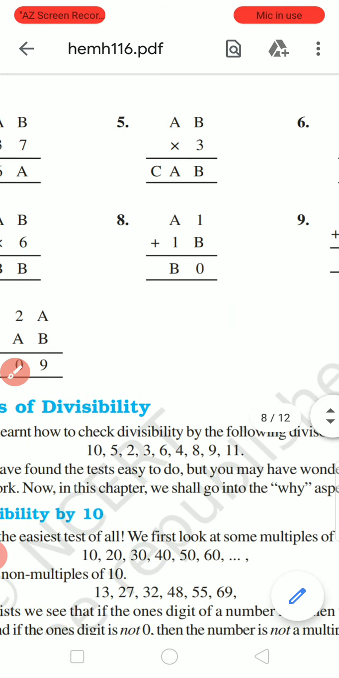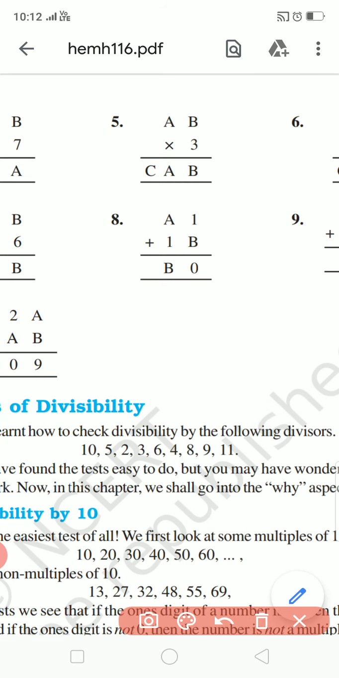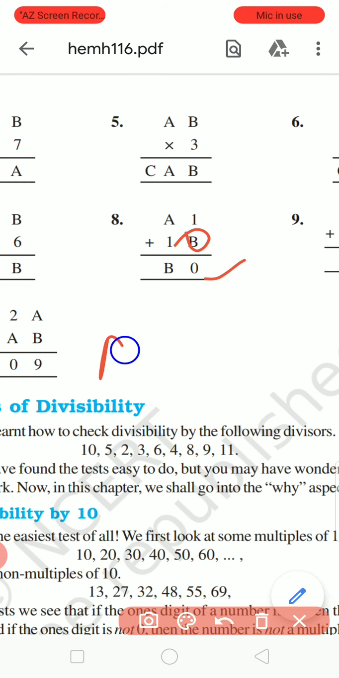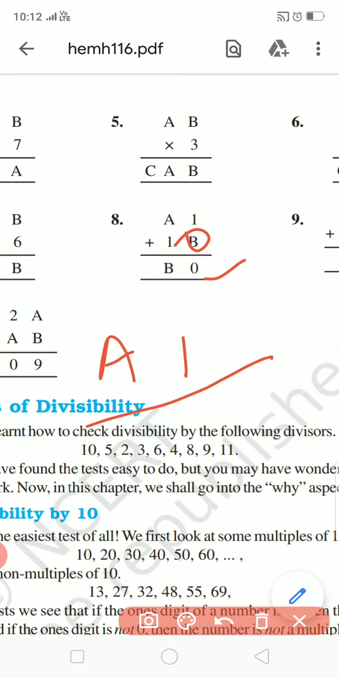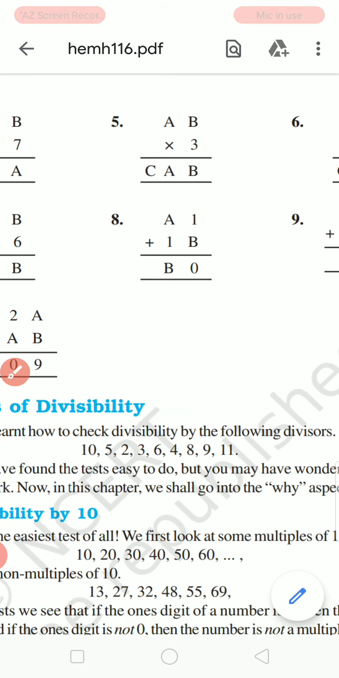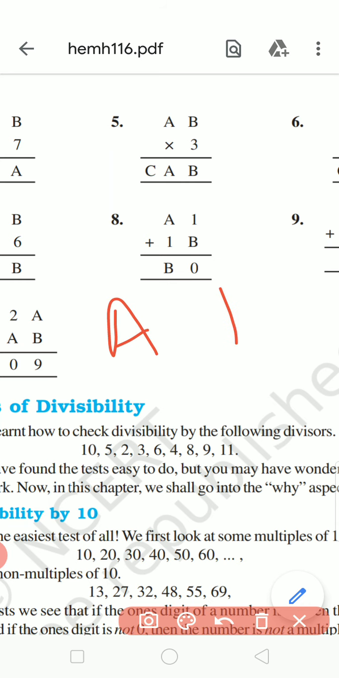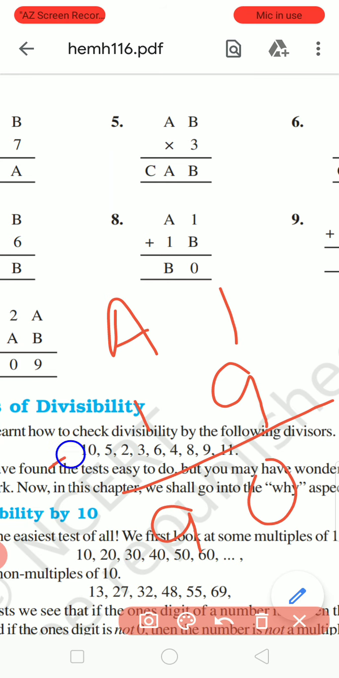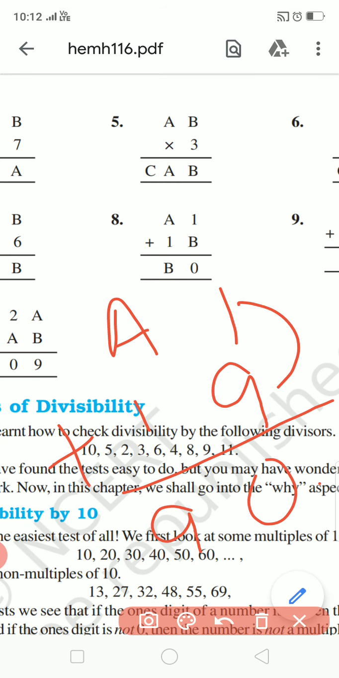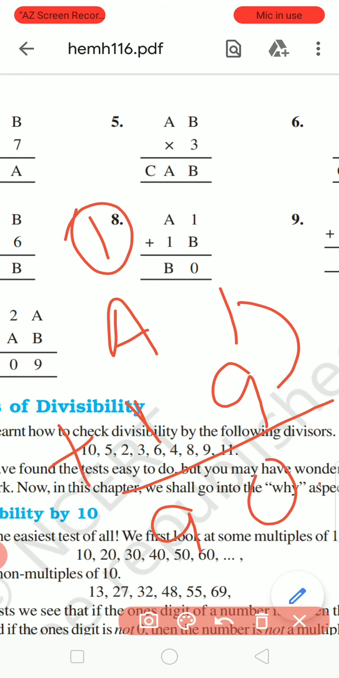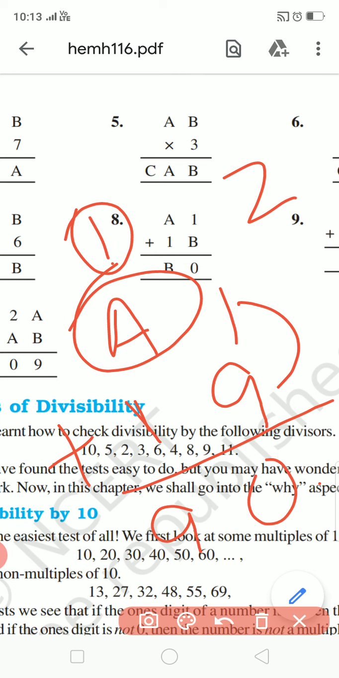So next question, you can see here, what should you add to get 0 here? Obviously if you write 9, if you add 9 with 1 you will get 0, that is 10. So A1, I'm sorry, this is A1, 1. Instead of B I am writing 9, so that B becomes 9. So this is 9 plus 1 is 10, carrying 1. So 1 plus 1 is 2 itself, and what should we add to 2 to get 9? That is 7. So instead of A we can write 7.